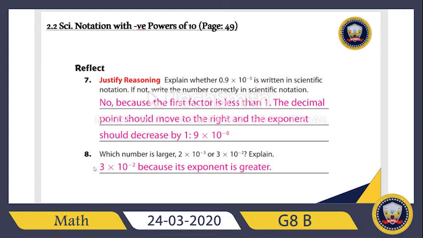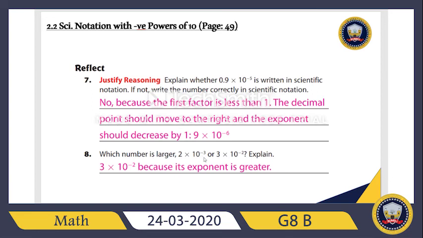Alright, number 8. Which number is larger? 10 to the power of -3 or 3 times 10 to the power of -2? What do you say about these two numbers? Now look at this number. 3 times 10 to the power of -2, it is what? It is 0.03. Whereas this number, it's 0.002. So this one is smaller than this one.